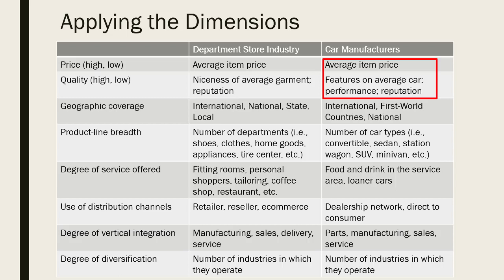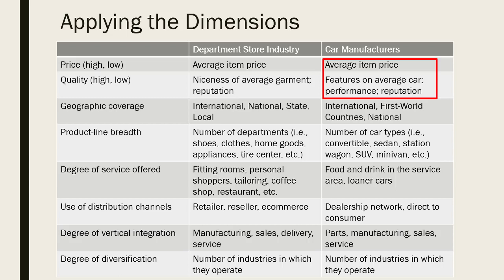And so the average item price and the quality, they tend to travel pretty closely together, right? And so for quality, I suggest that you consider that to be the features that are on their average car, or the performance of their average car, or the reputation of the brand. Reputation is also sometimes a proxy measure for quality. And so those two, again, are going to travel very closely together, right? The more features there are on the car, the more you expect to pay for it. The better the reputation of the brand, the more you expect to pay for their car. And so we're going to consider those as one dimension.